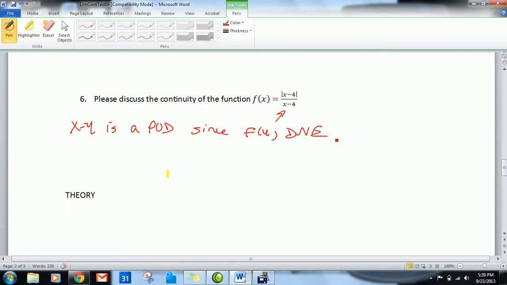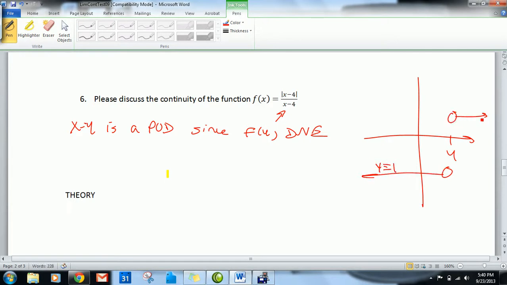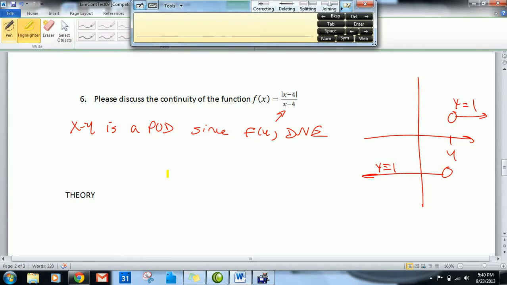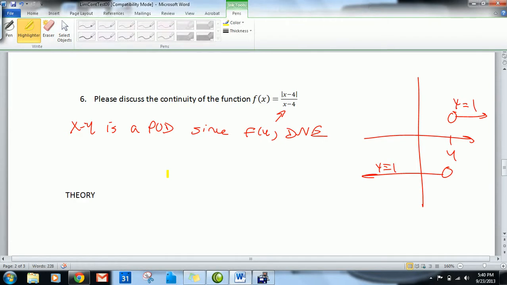That's the only issue. And so if you recall, if I were to graph this, here's 4. To the left of 4, it's going to look like negative 1, and to the right of 4, it's going to look like positive 1. And so the only question is, what type of discontinuity am I looking at? Of course, it would be a jump discontinuity.